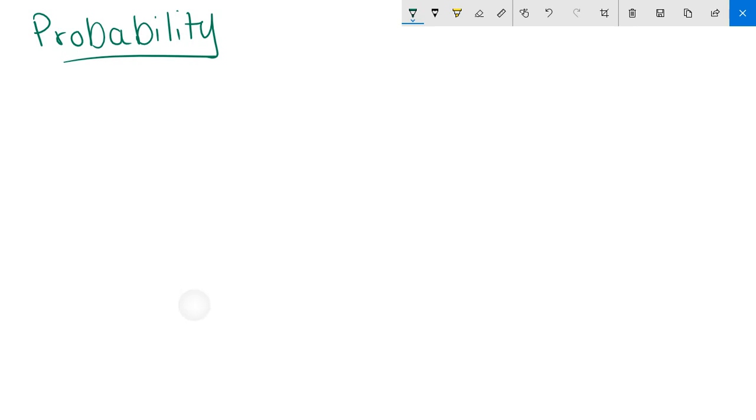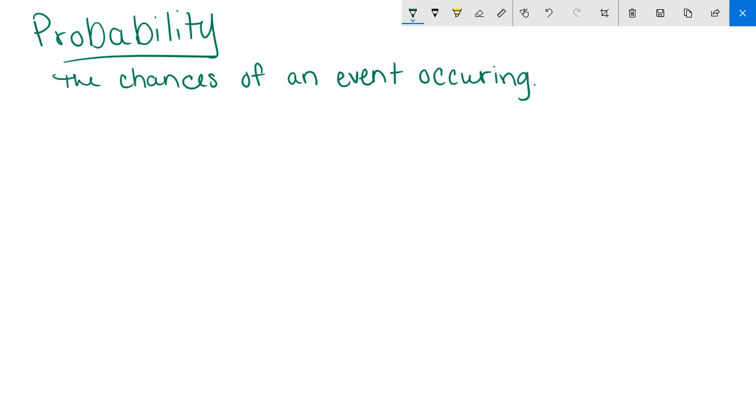Okay, so probability in the simplest form of fashion is the chances of an event occurring. I'm not sure I spelled that right. Okay, so the chances or the odds that an event occurs. And probability is written out like a ratio. And remember, there are 3 different ways that we can write a ratio.